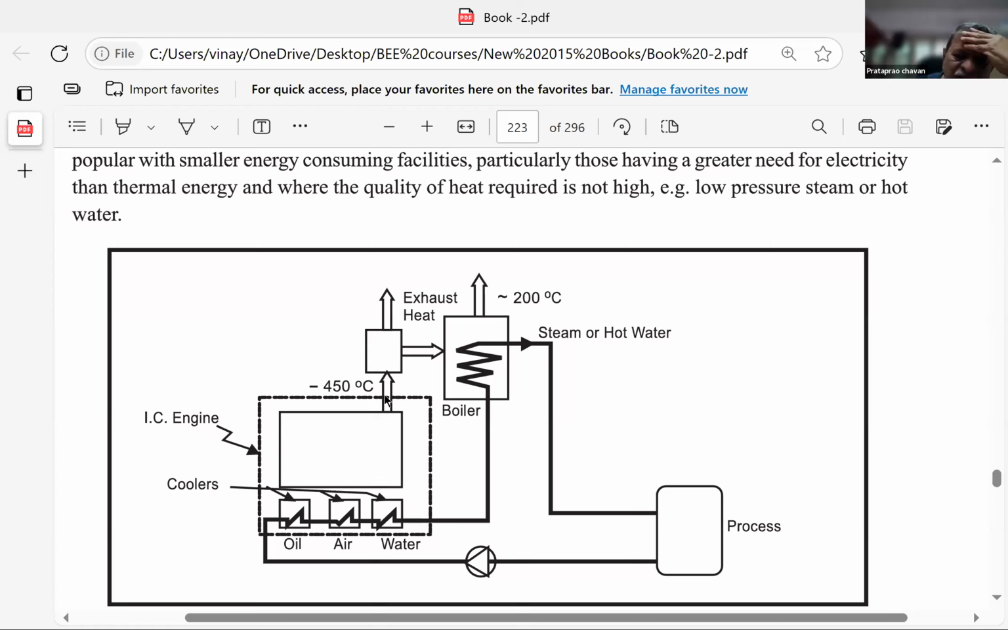Once you get an exhaust of high temperature, whether it is a gas turbine, whether it is an IC engine, whether it is a high temperature furnace, you get a heat source.